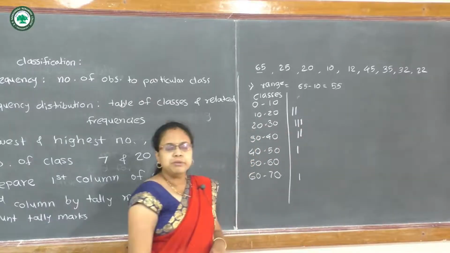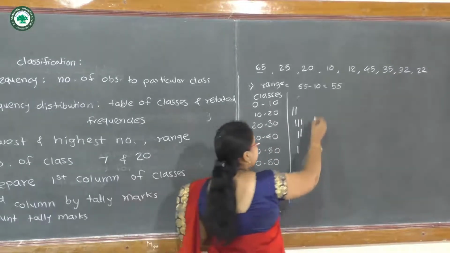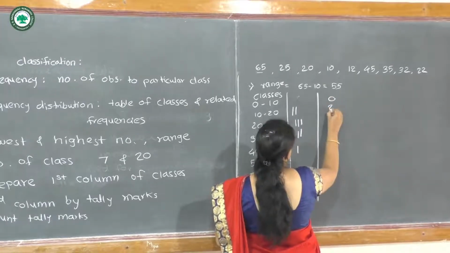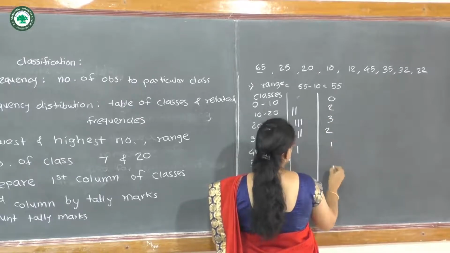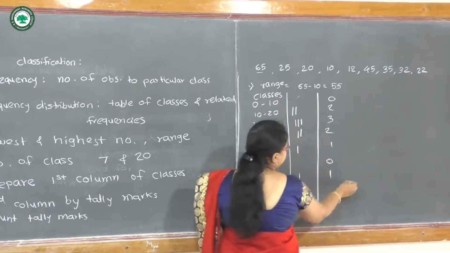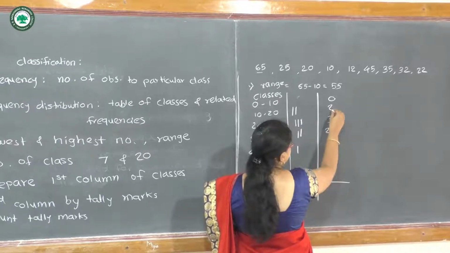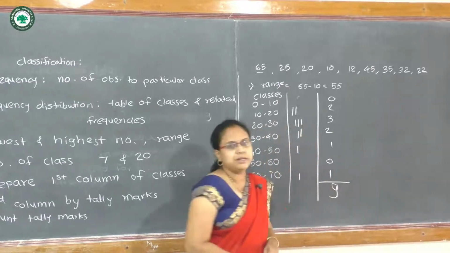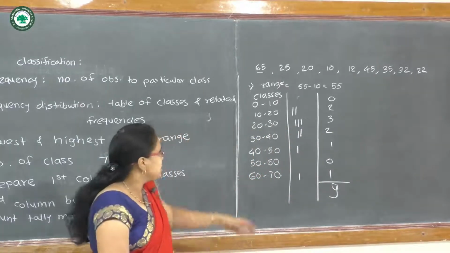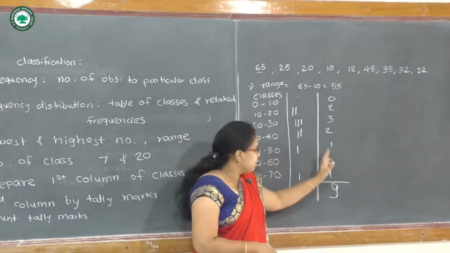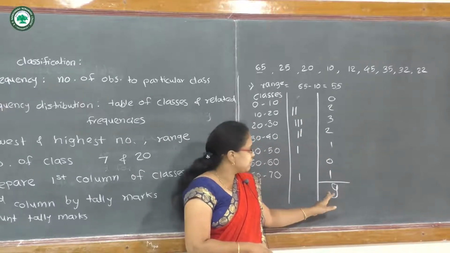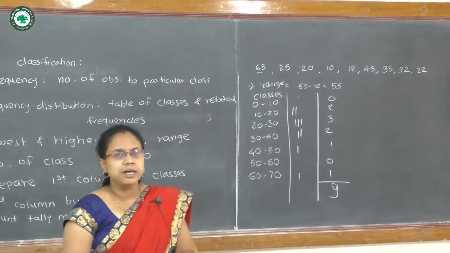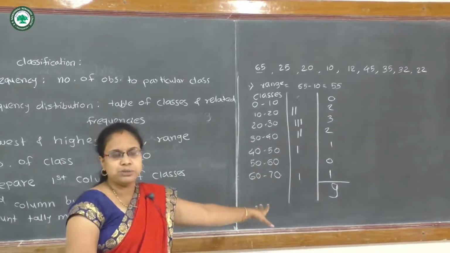So in this way we make the tally marks, and in the next step we will just count the tally marks. So here 0, 2, 3, 2, 1, 0 and 1. We can count: 5 plus 7, 8, so 9. So here the number of observations in my data was 9. We can cross check by adding these numbers, so it is 9. So in this way we make the frequency distribution table. So this is called the frequency distribution table.